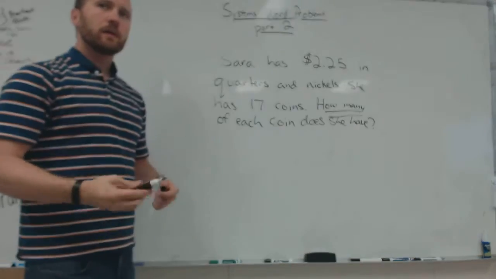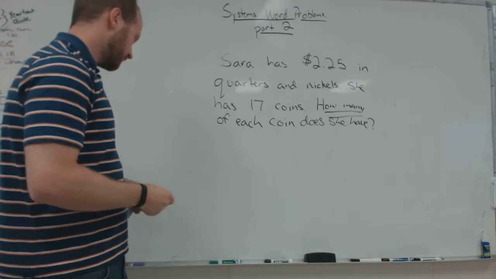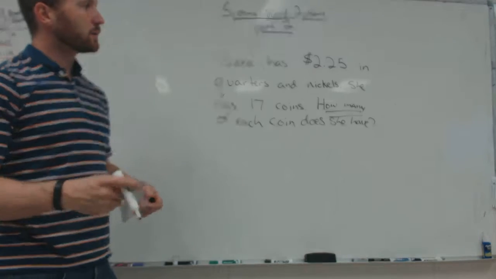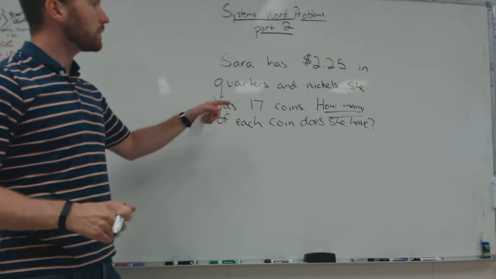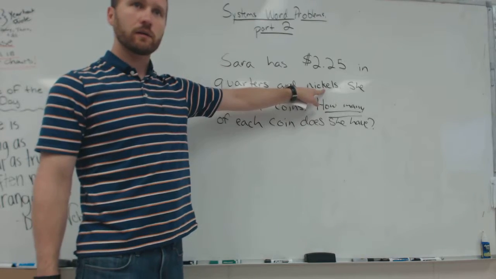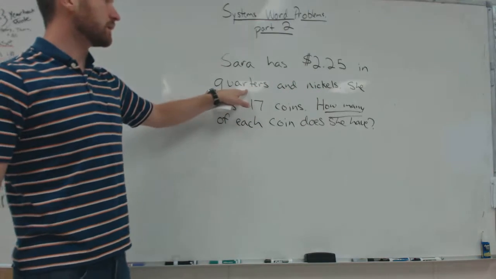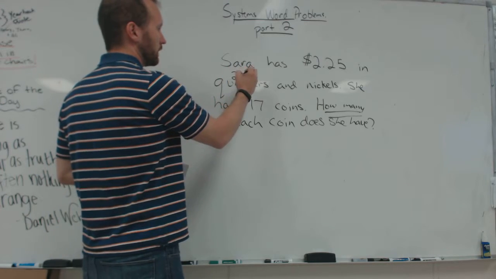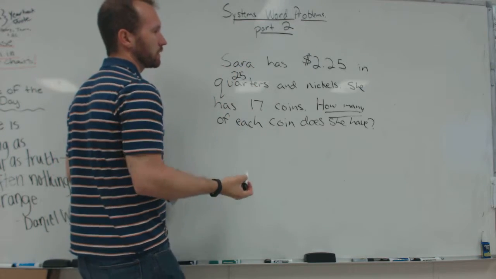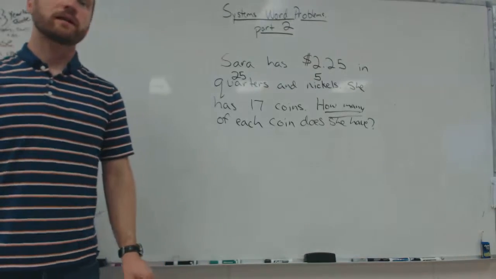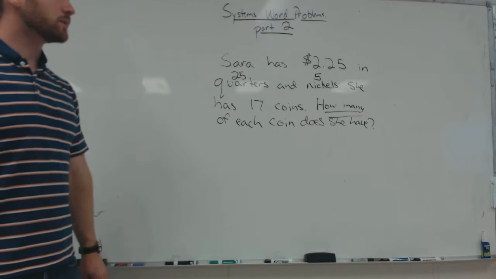So, this problem is the same. It doesn't necessarily look the same now, but the reason it's the same is because we know the value of a quarter, and we know the value of a nickel. How much is one quarter worth? 25 cents, right? And how much is one nickel worth? 5 cents.